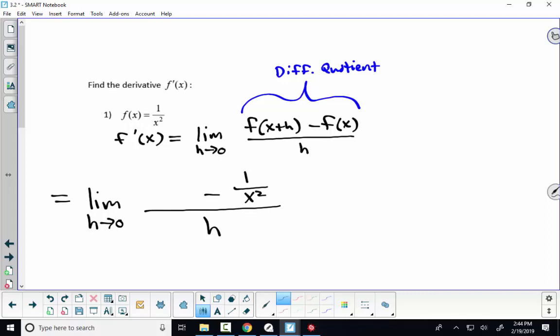Right. So the function just takes the input, 1 over the input squared. We're inputting in x plus h. So it's just 1 over x plus h squared. And honestly, since we're going to utilize the lowest common denominator here, I wouldn't worry about foiling that out or expanding that. I would just leave it as x plus h squared.